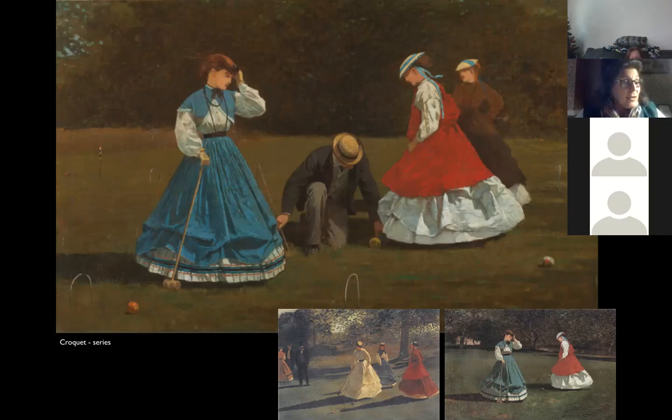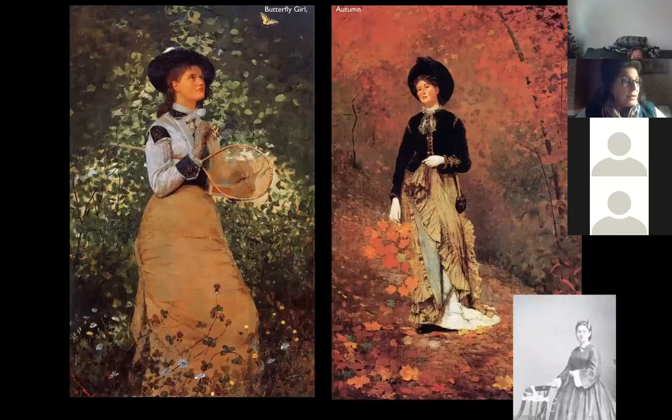particularly as there's a gentleman in the center image, no indication of who he is, but he's crouching down, setting up the ball for the women to play their games. So basically it's about the leisure class and the new things that were coming to America. Well, Winslow Homer wasn't noted for his courtships.